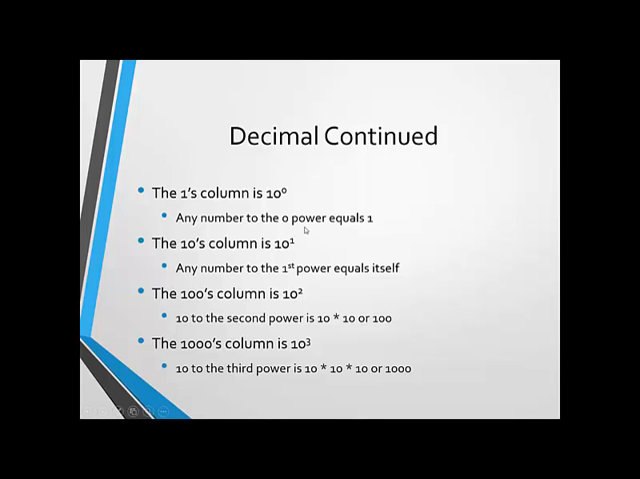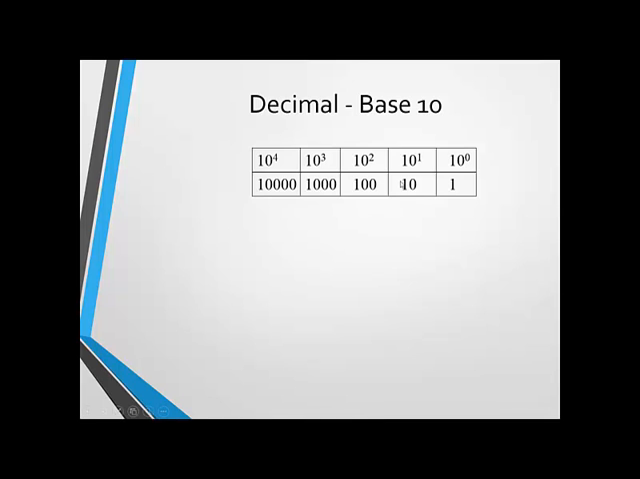Any number to the 0 power always equals 1, our ones column. The tens column is 10 to the first power. Any number to the first power always equals itself. So 10 to the power of 1 is 10. Our 100s column in base 10 or decimal is 10 to the power of 2, or 100. And then 10 to the power of 3 gives us our thousands column. And of course, as we keep going over, 10 to the power of 4 would be our 10,000s, etc.